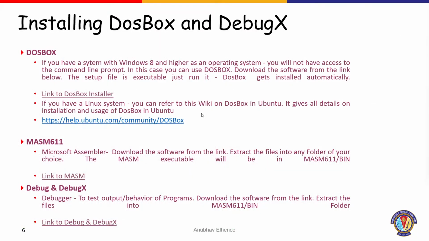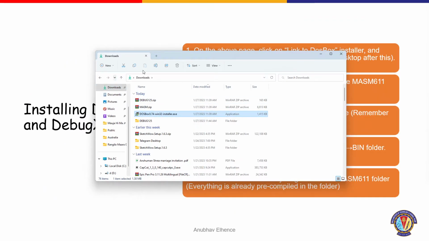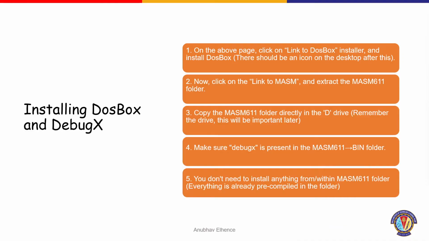So all right, let's begin first of all by installing DOSBox and Debugx. You might be receiving the PDF of the PPT which I'm showing here. Click on the link to the DOSBox installer, click on the link to MASM, and click on the link to Debug and Debugx. I've already downloaded all of these, and I'll just show you my downloads folder. So these three files you'll get. Double click on this.